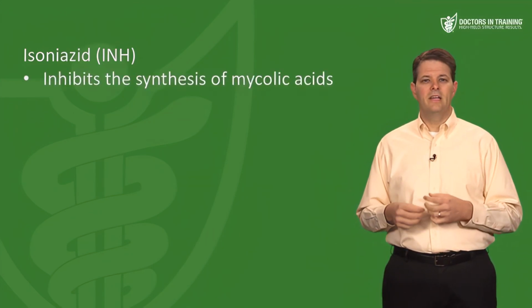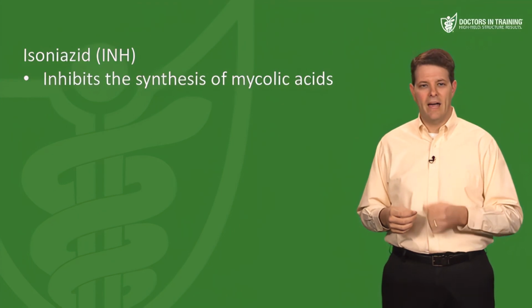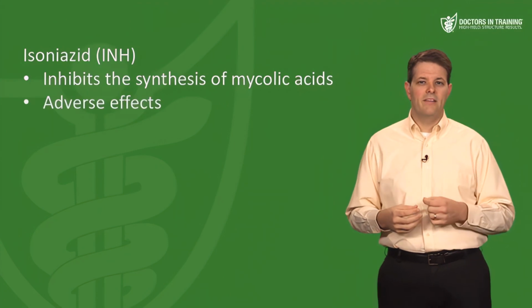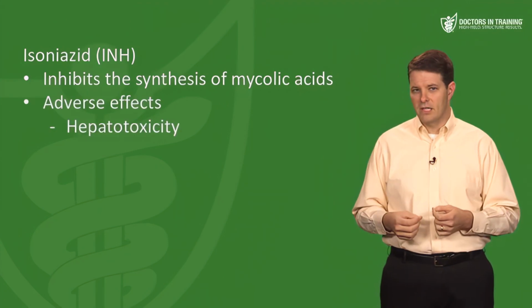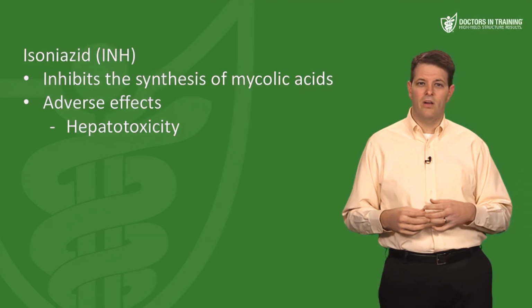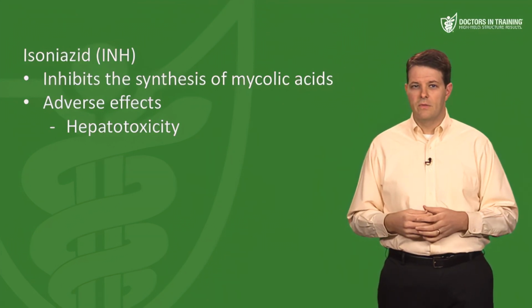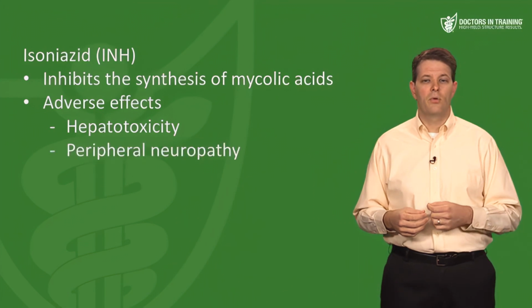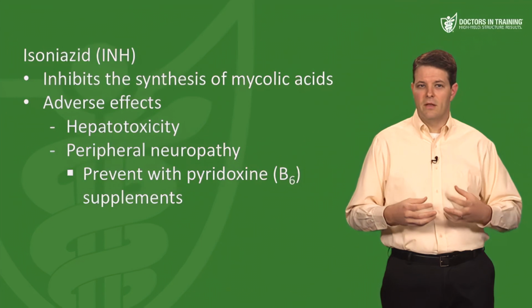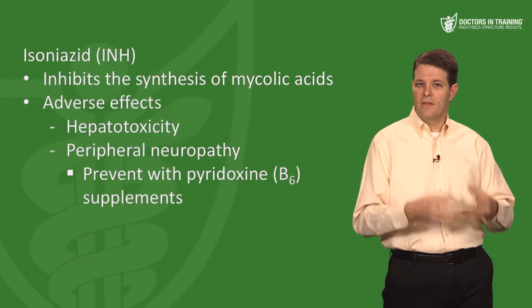The next antimycobacterial drug in the RIPE regimen was isoniazid, or INH. Now, isoniazid inhibits the synthesis of mycolic acids, which are found in the mycobacterial cell envelope. Now, I mentioned that isoniazid causes some hepatotoxicity. It's common to see mildly elevated LFTs, and in severe cases, it can cause full-blown hepatitis. Isoniazid is also associated with peripheral neuropathy, and we give pyridoxine supplements to patients taking isoniazid to prevent this.